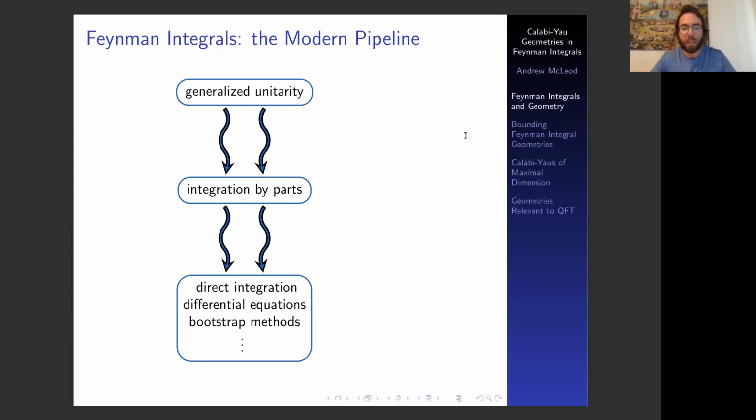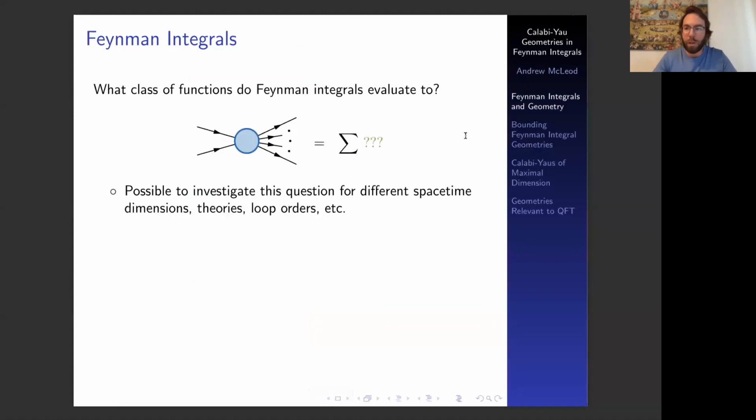Often we use techniques such as direct integration, differential equations, or bootstrap methods. But all of these techniques are fairly tied to our understanding of the types of special functions that these integrals evaluate to. And so that broadly is a question I want to address, which actually Claude brought up as a good question in some of his introductory slides. And that is, what class of functions do Feynman integrals evaluate to?